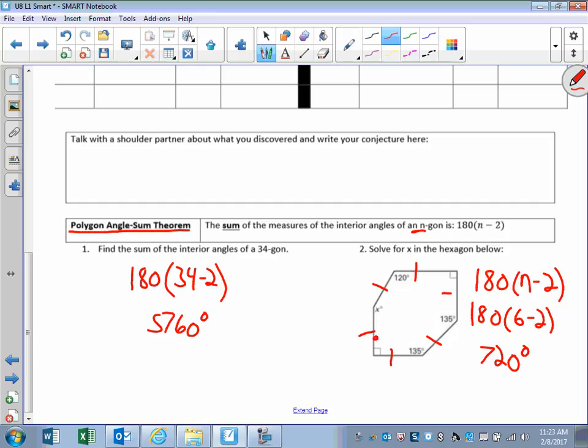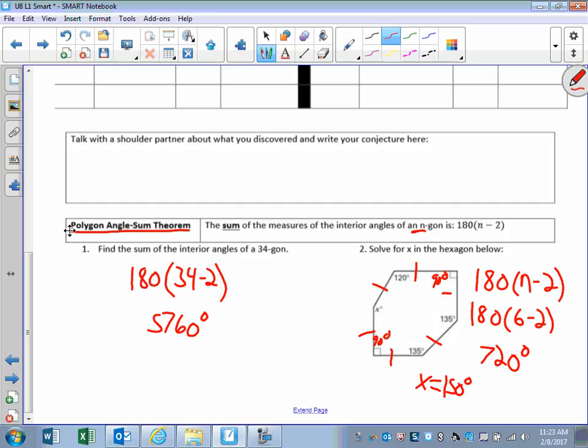So we've got 90 here, 90 up here. So we have 120 plus 90 plus 135 plus 135 plus 90 plus x, and that needs to equal 720. If you do all that, you figure out that x actually needs to be 150, so that when you add up all the angles, you get 720. Again, not too hard, pretty simple. I'm going to move on to the next page.